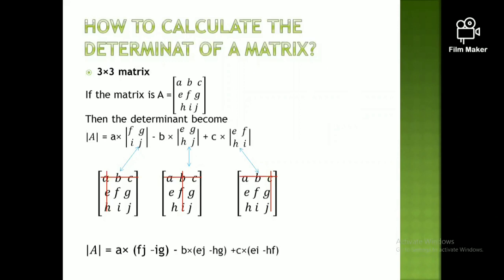What do you call a 3 by 3 matrix, children? There are 3 rows. Row 1, row 2, row 3. And column 1, column 2, column 3, right? Then this is the way you can do it, children.